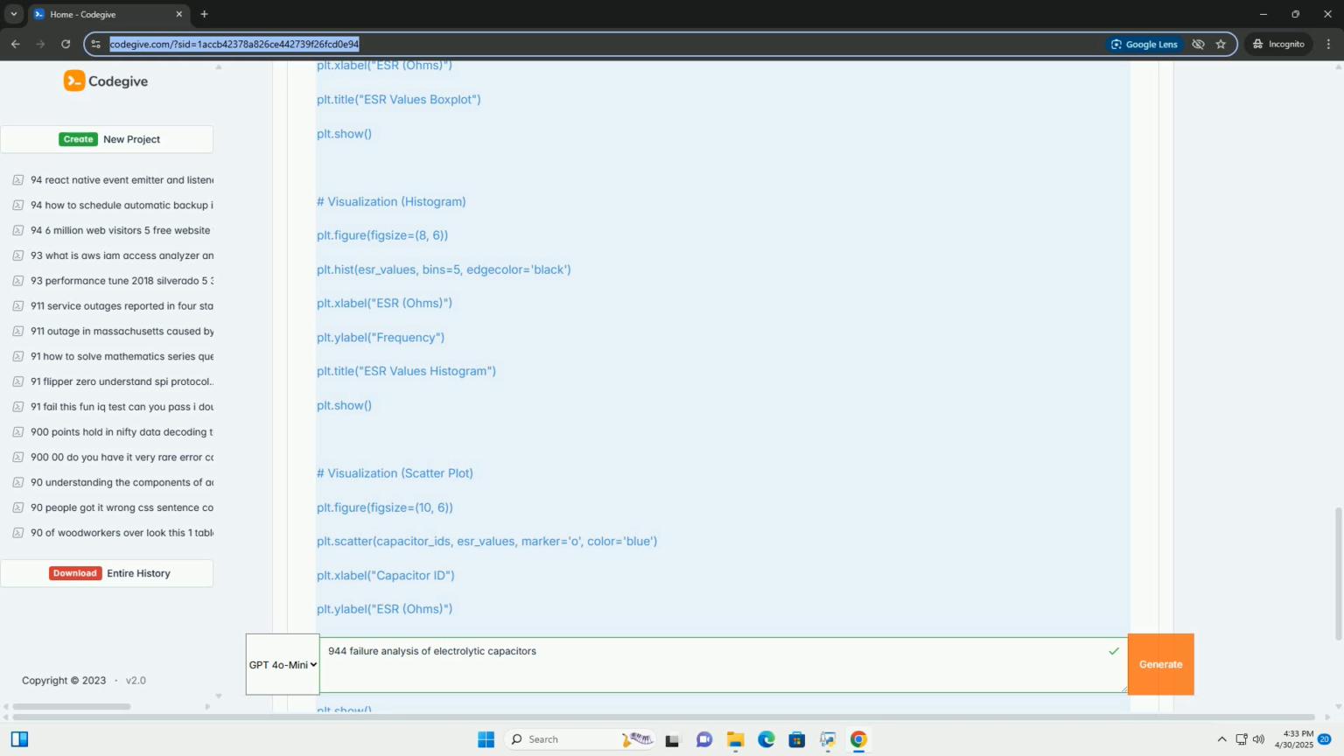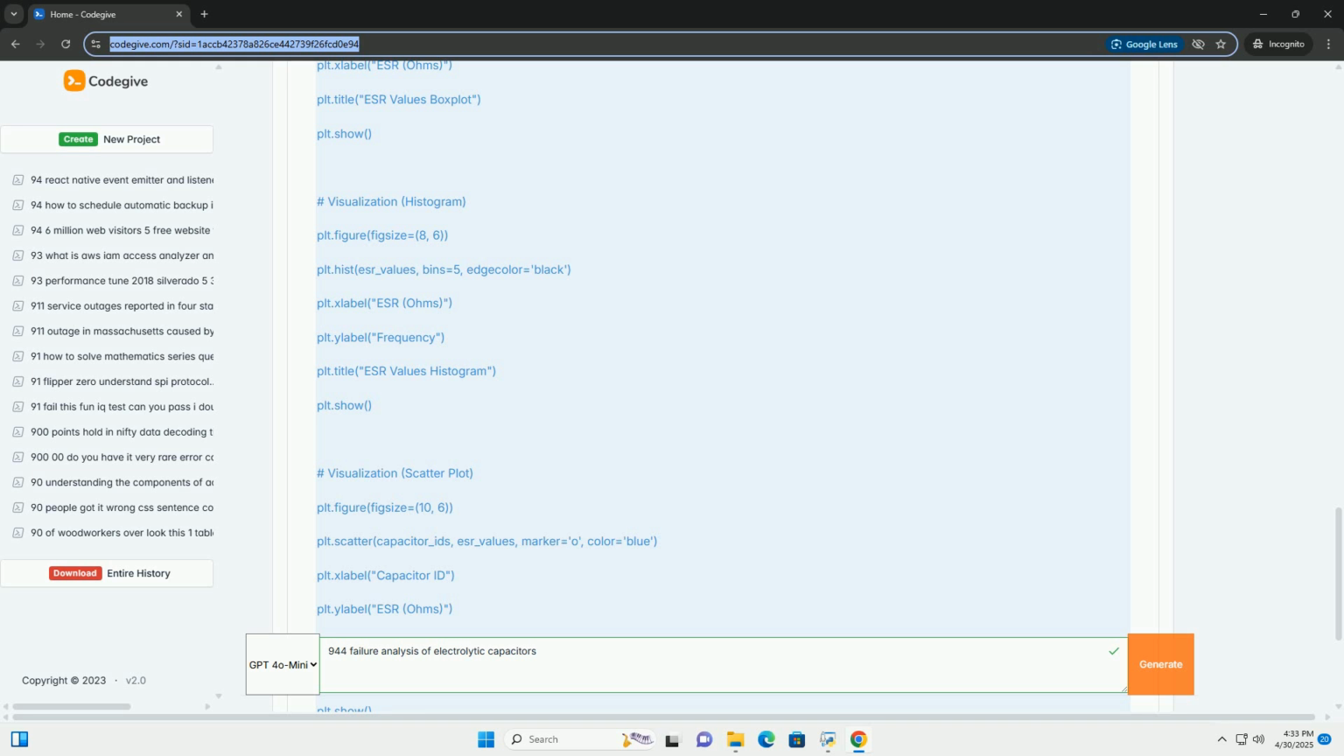ESR meter, essential for accurate diagnosis. An ESR meter is the most valuable tool for diagnosing electrolytic capacitor failures. It measures the equivalent series resistance, ESR, of the capacitor. Elevated ESR is a strong indicator of degradation, even if the capacitance value is still within acceptable limits.